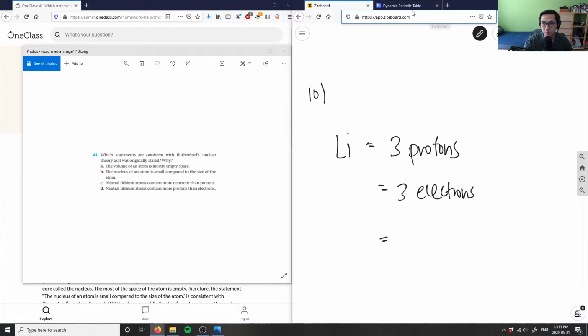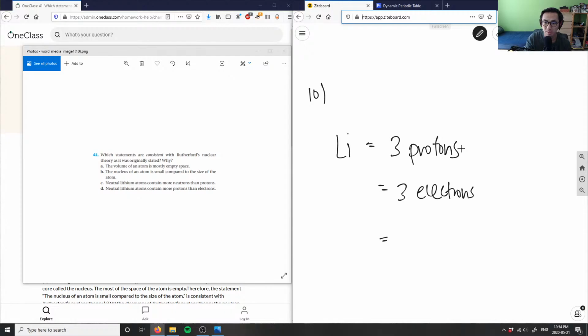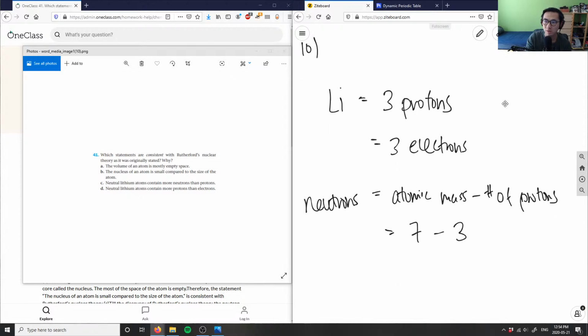And how many neutrons would I have? Well, in this case, 6.94 is my atomic mass for lithium. I can round this, 6.94 is about 7. So I know that the number of neutrons is going to equal my atomic mass minus the number of protons. My atomic mass I'm going to round to 7, minus 3 for the number of protons. So my number of neutrons is going to equal 4.